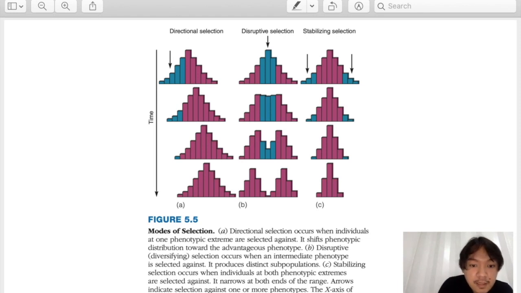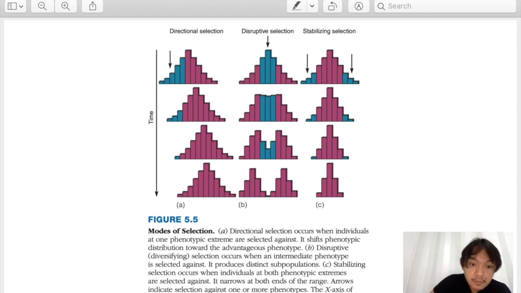Next is disruptive selection, when an intermediate phenotype is selected against. So the middle ones. Look at this one: over time the intermediate phenotype goes down, until at the most recent time the middle has disappeared.